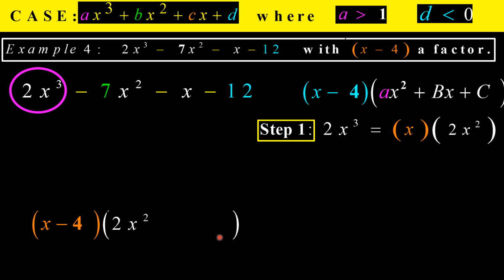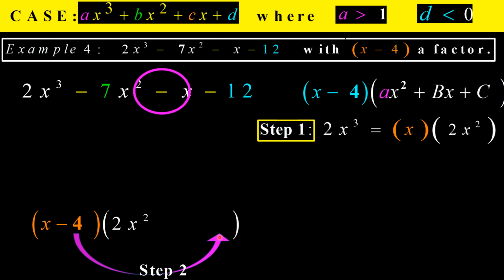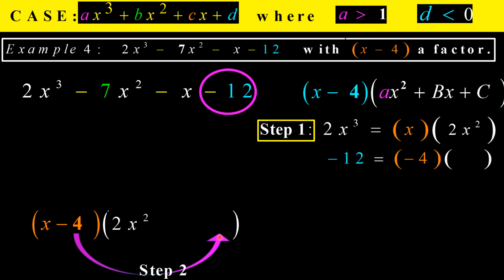Then next we need to get the constant term. Step 2. So what is my constant term? My constant term is negative 12. So negative 12 is equal to negative 4 times what? That's right, it's equal to positive 3. So my constant term there would be positive 3.